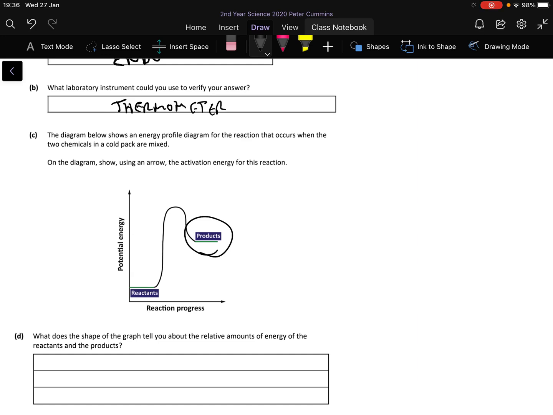But what they want you to do is show the activation energy. So activation energy, remember, starts down here at the reactants, and it goes up as far as the middle of the curve. So there's your activation energy, your E.